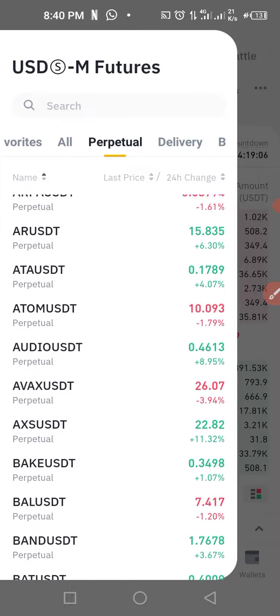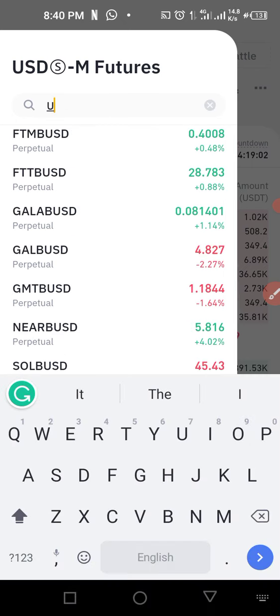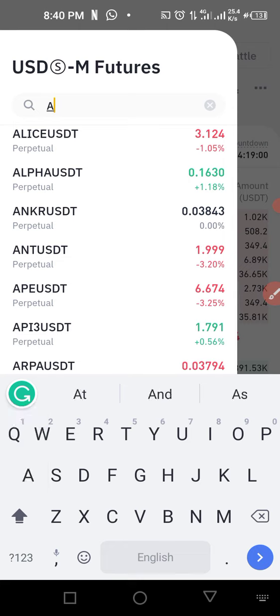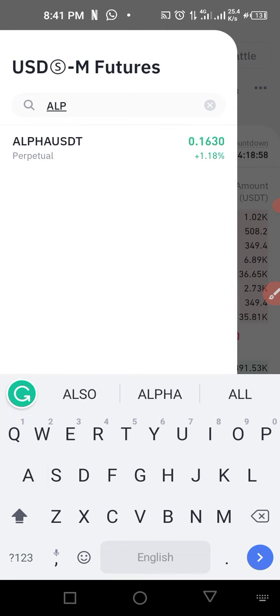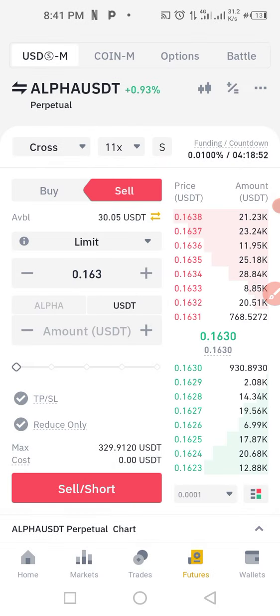So what you need to do is you come here and you search, type Alpha. You can see Alpha. Alpha is paired with USDT. So you click Alpha USDT. So that is where you change the asset you are trading, the coin you are trading. That's where you change. Then let's move to this.